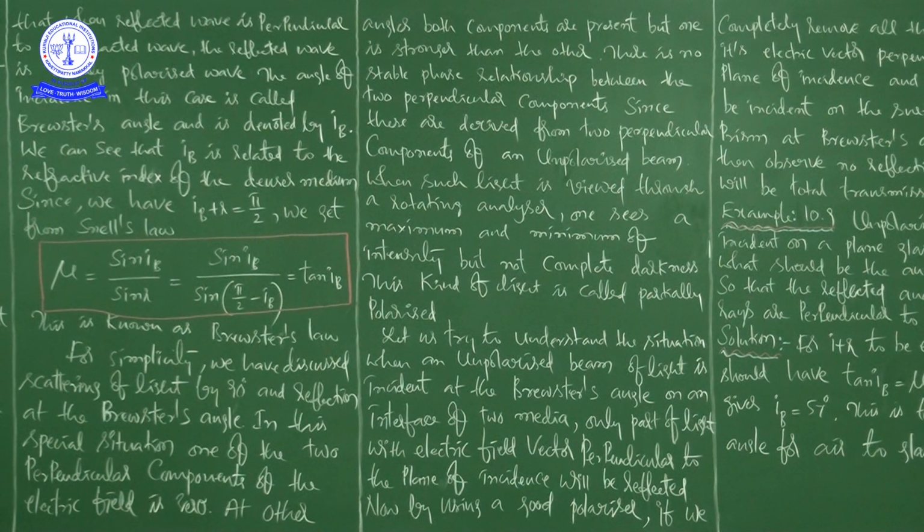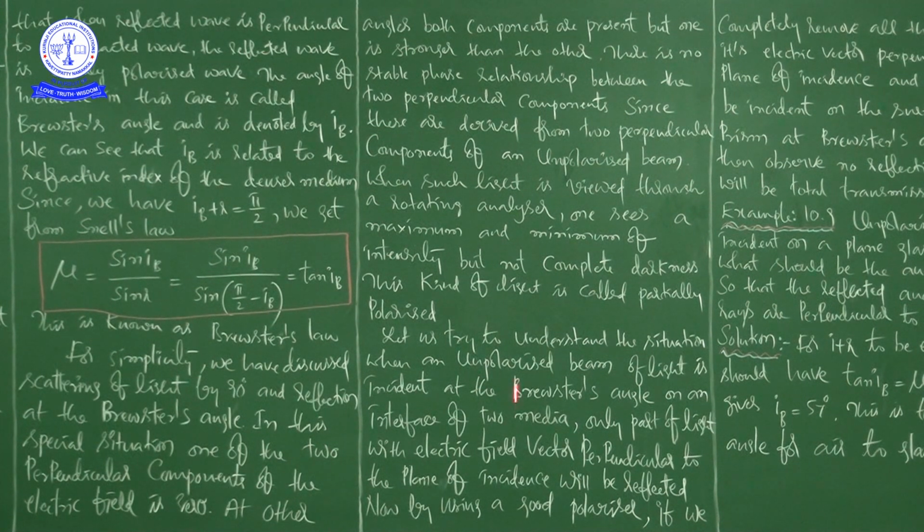Now, by using a good polarizer, if we completely remove all the light with its electric vector perpendicular to the plane of incidence, let us imagine. Try to imagine. You have to imagine every point that I am saying here. Then only you will get it.